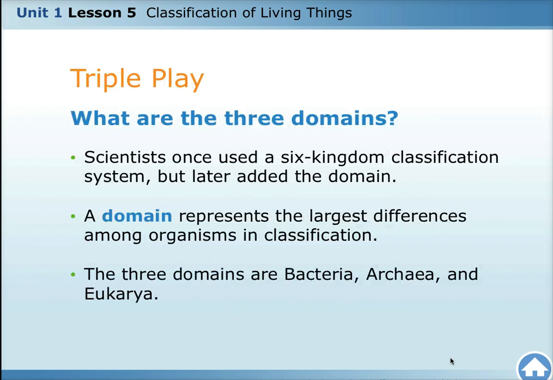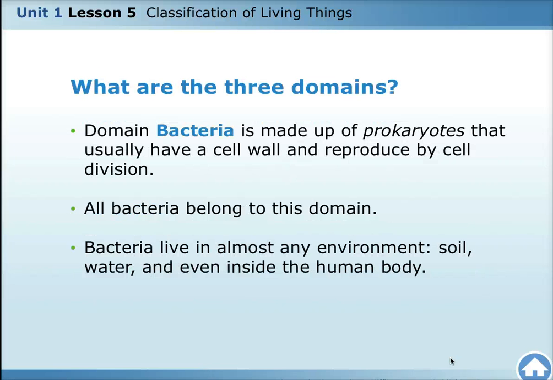So what are the 3 domains? On page 58 in your text. Scientists once used a 6-kingdom classification system, but later added the domain. A domain represents the largest differences among organisms in classification. The 3 domains that exist are Bacteria, Archaea, or Archaebacteria, and Eukarya.